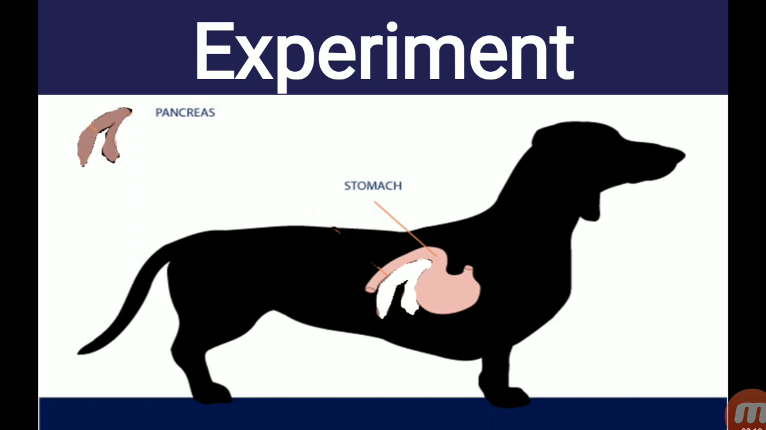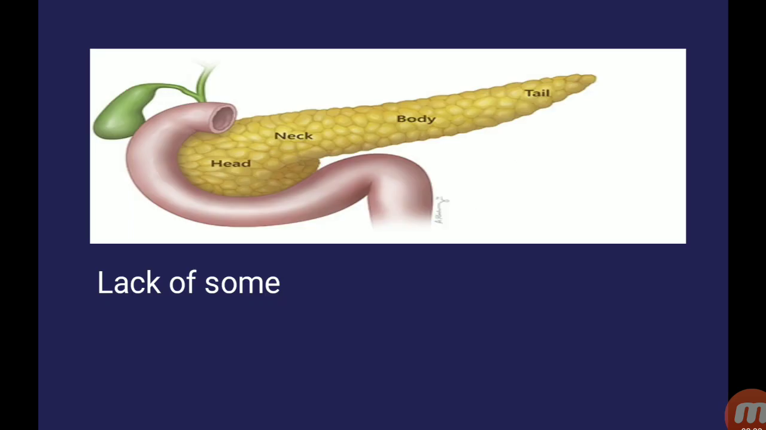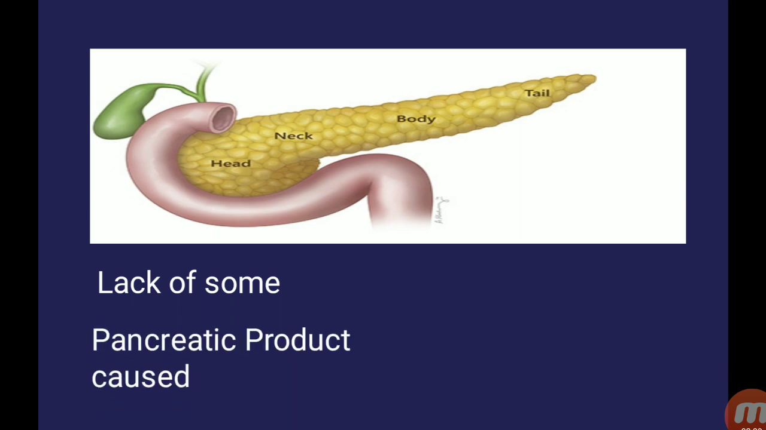They took a dog and surgically removed the pancreas from the dog. But before they could notice anything on fat digestion, they noticed that the dog was now producing far more urine than a normal dog, and the dog's urine had a glucose level far above normal. So these are both common symptoms of diabetes. By this study, they came to the conclusion that lack of some pancreatic product caused diabetes.